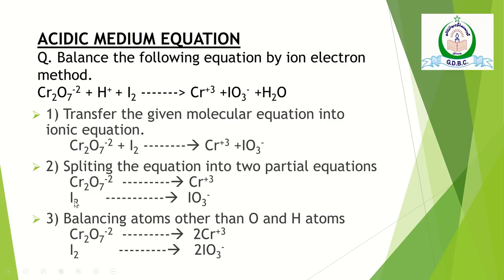In a very similar manner, in the equation number 2, here we have two iodine atoms, but on the product hand side, we have only one iodine atom. So if I put 2 here, then this equation will be like this: two iodine atoms, and here on the product hand side, we have two iodine atoms as well. So in this way, we have balanced chromium here and iodine here, which are the atoms other than oxygen and hydrogen atoms.